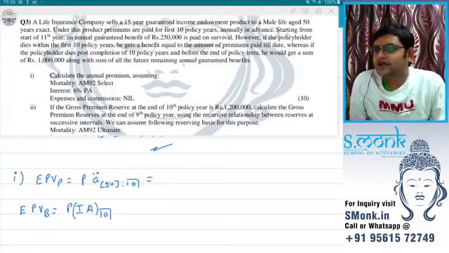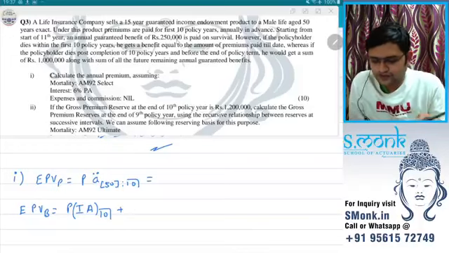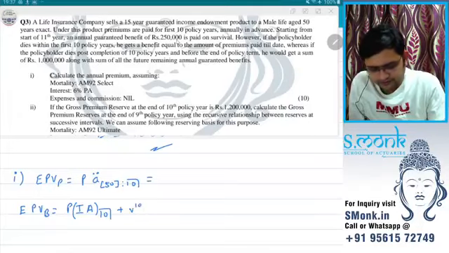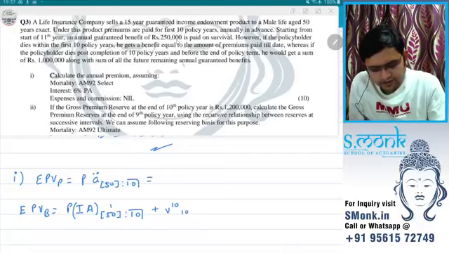Then they are saying that starting from the 11th year, an annual guaranteed benefit of 250,000 is paid on survival. So each year as the person survives, an annual guaranteed benefit of 250,000 is paid. So if a person survives the first 10 years, we'll have v^10 10p. First of all, big mistake here, right? What do we have? Select 50-10, this is how we'll write. Then v^10 10p select 50.